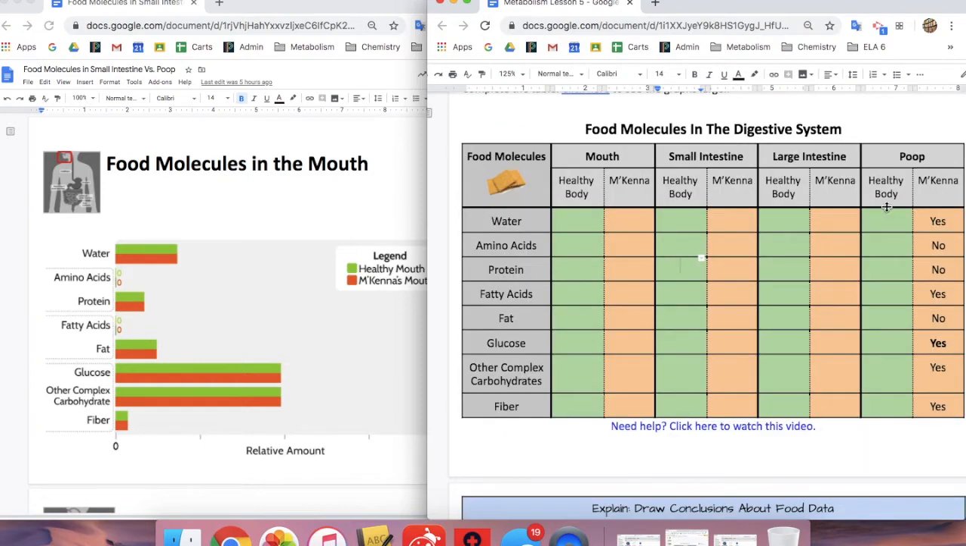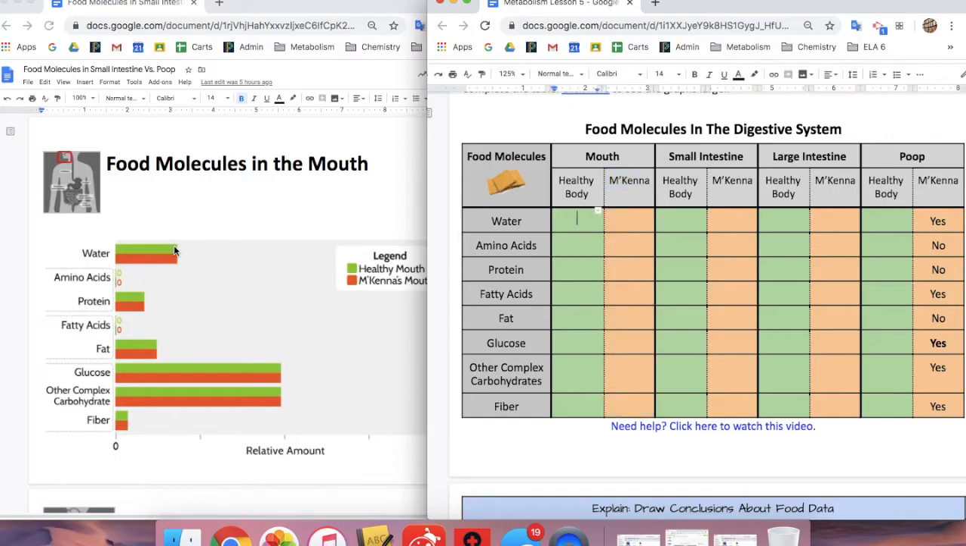Let's start with water. Here I have the mouth, small intestine, large intestine, poop, and you'll notice that within each one I have a healthy body, which is green, just like this line, and McKenna, which is orange, just like this line on the graph.